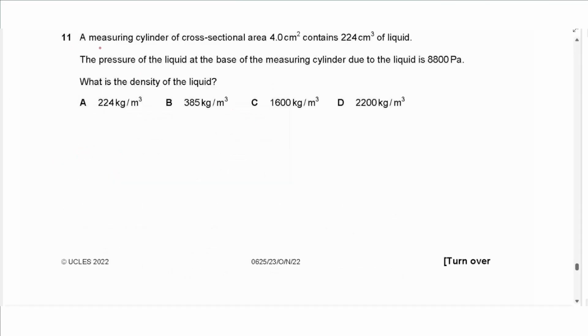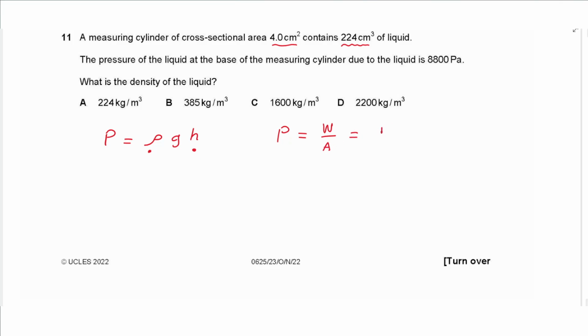Question 11 says, a measuring cylinder of cross-sectional area 4 cm squared contains 224 cm cubed of liquid. The pressure of the liquid at the base of the measuring cylinder due to the liquid is 8,800 Pascal. What is the density of the liquid? So we can use the equation pressure equals density multiplied by gravity acceleration multiplied by depth, rho gh. But if we try that, we find that the density and the depth are not known. So we can use the other equation, pressure equals force over area, in this case weight over area.